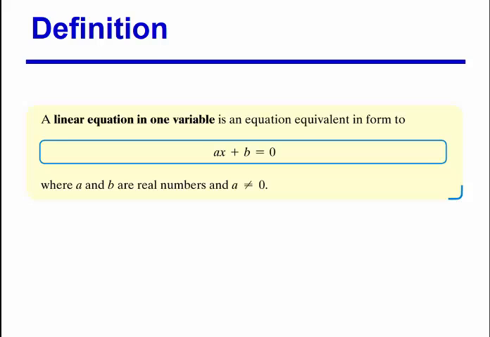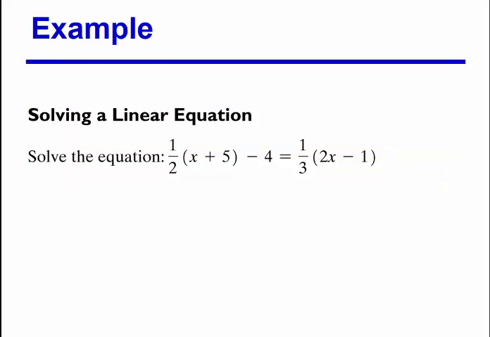So solve a linear equation. Again, let's define what a linear equation is. A linear equation in one variable is an equation equivalent in form to ax plus b is equal to 0, where a and b are real numbers and a does not equal 0. So here we have the first equation.